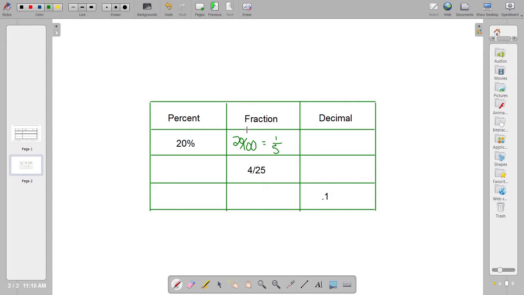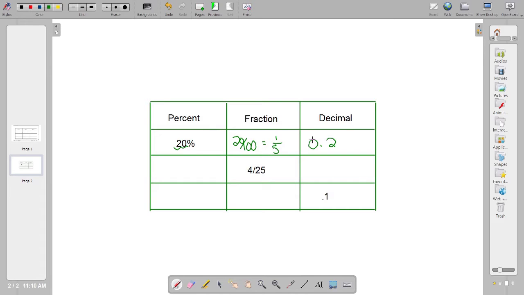Now to go to a decimal, there's a couple ways to do this. You can take 1/5, take 1 and divide that by 5, and that will give you a decimal. But the easiest way is just to move the decimal point in your percent. So let's say my decimal is here for 20. You move it 2 to the left. So I'm going 1, 2. So 20% as a decimal is 0.2. So that's how you convert, given a percent first, to a fraction, to a decimal.